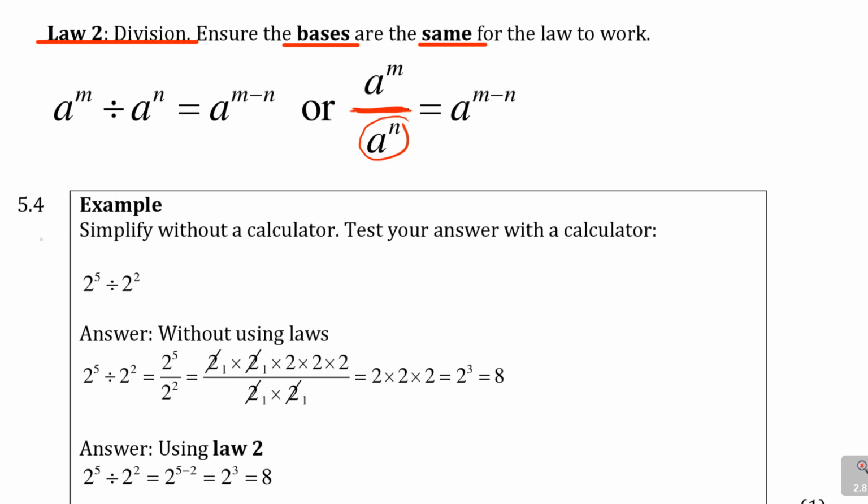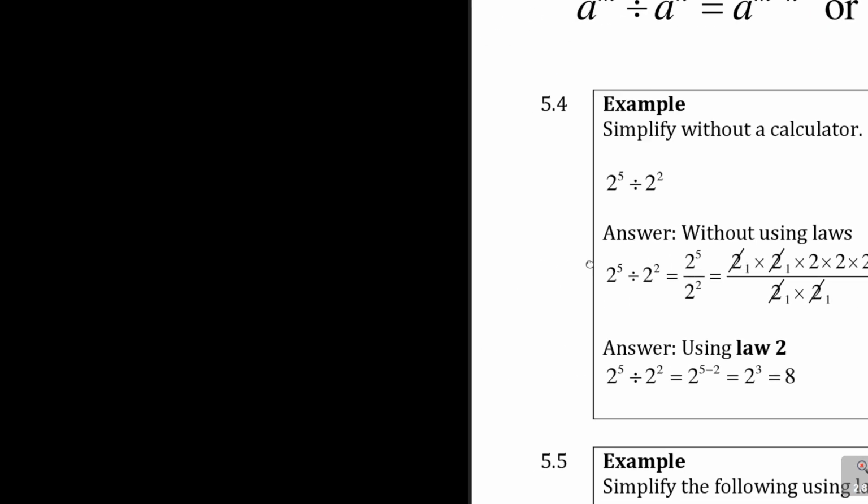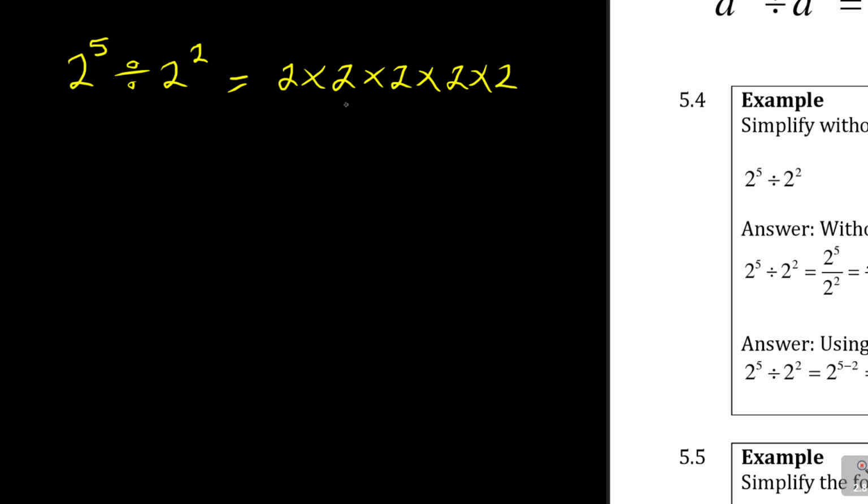Don't forget that. Now let's look at this example here. You are supposed to simplify 2 to the power 5 without a calculator, divided by 2 to the power of 2. If you're doing it the long method, remember 2 to the power 5 is 2 times 2 times 2 times 2 times 2, 5 times. I told you the word divided means over. 2 squared is 2 times 2. So in a way, this is the same as 2 to the power 5 over 2 to the power 2.